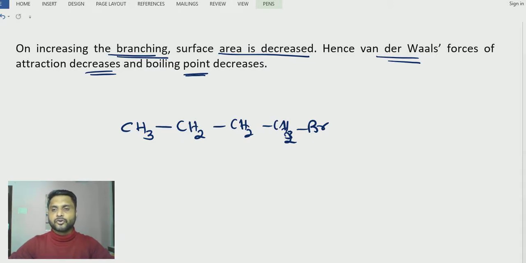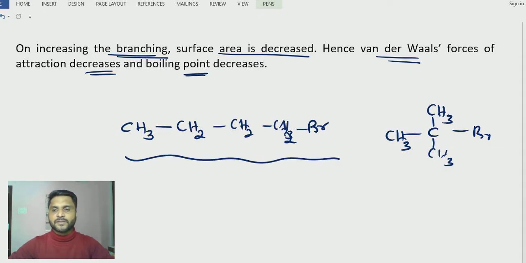Let me take its isomer, where the carbon is attached to three more carbon atoms. I am going for tertiary butyl bromide. This (n-butyl bromide) is a linear molecule with larger surface area. Here, with branching, the molecule becomes almost spherical in nature.